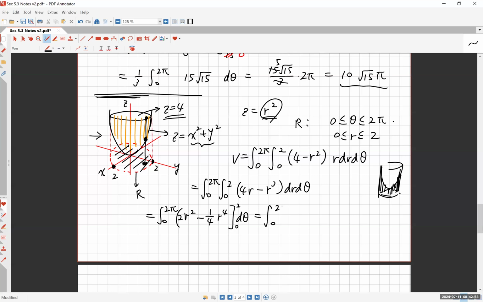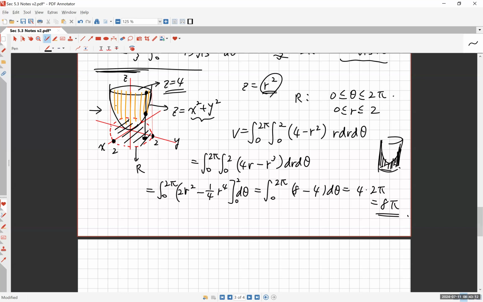So the outside doesn't change. Inside becomes 2 times 2 times 2, that's 8, minus 16 divided by 4, that's 4. So this is 4 times 2 pi, and of course that's 8 pi. And that is the answer to this question. So the volume of this cup, circular paraboloid, capped off by z equals 4, turns out to be 8 pi.